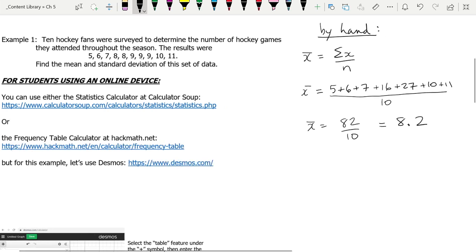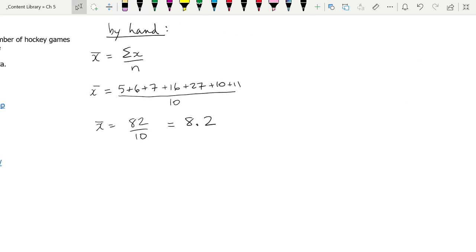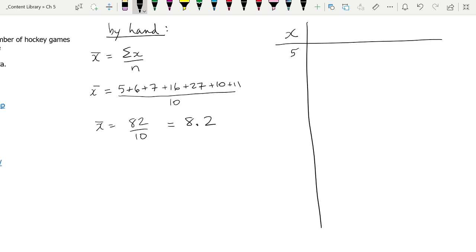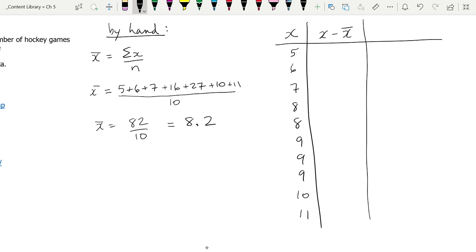Okay, so we're going to make a chart. In the first column, we'll have our data points. What are our data points again? They are 5, 6, 7, 8 happens twice, 9 happens 3 times, then 10, then 11. So there's my data. Then we're going to take each data point and subtract the mean from it. Then we're going to take each of those results and square it.